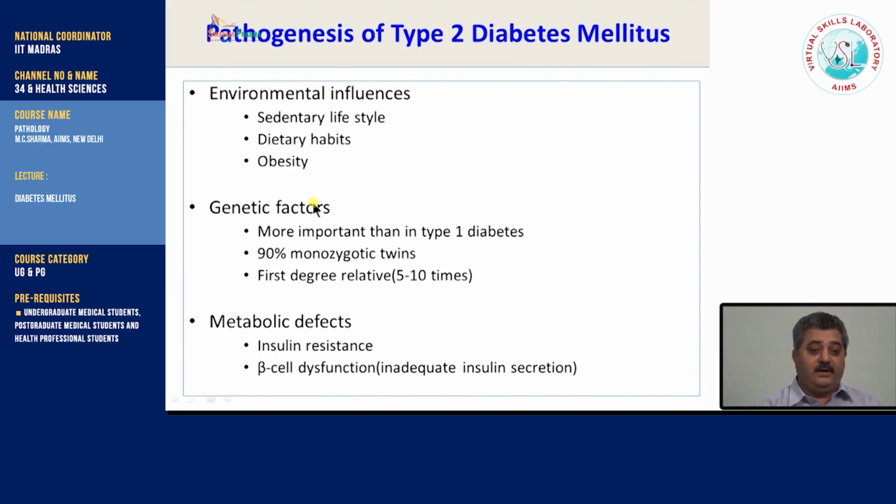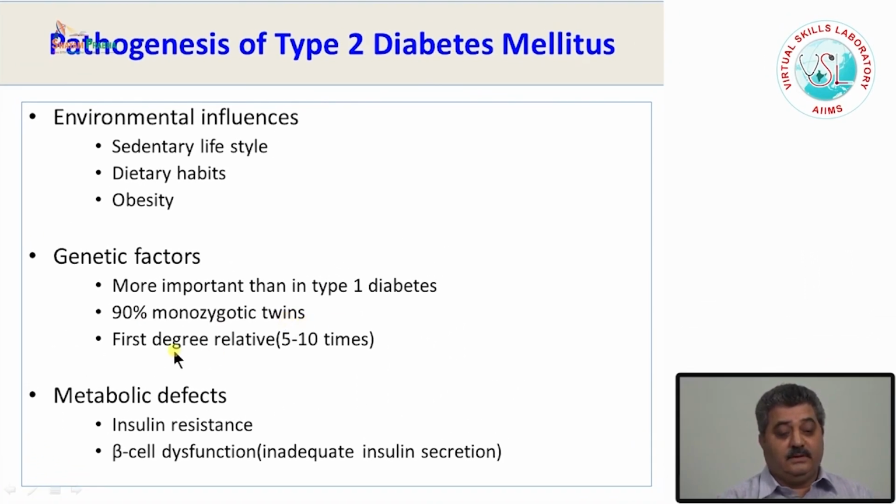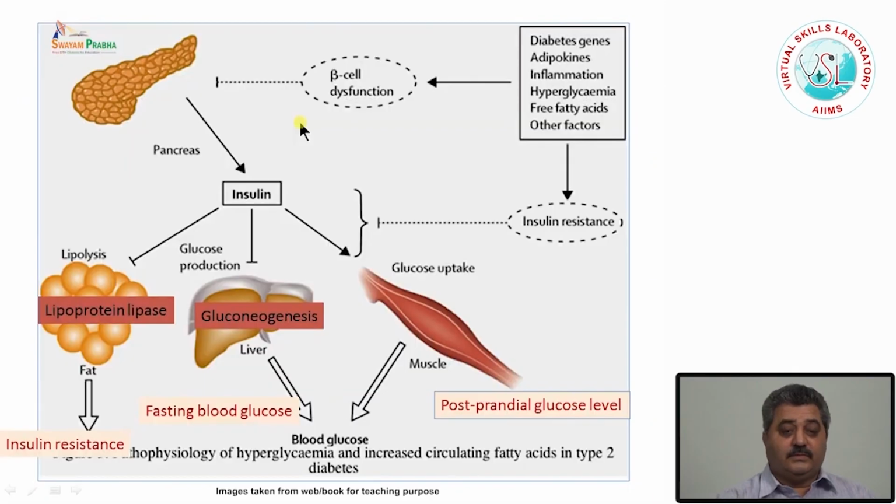As compared to type 1 diabetes, there is a strong genetic disposition for type 2 diabetes. It has been found that more than 90% of monozygotic twins develop diabetes mellitus. In first degree relatives, the chances of type 2 diabetes are about 5 to 10 times as compared to the general population. There may be some metabolic defects. As the person becomes obese, people develop insulin resistance, and it ultimately leads to beta cell dysfunction. So all those factors which are involved in glucose metabolism may be involved in type 2 diabetes.